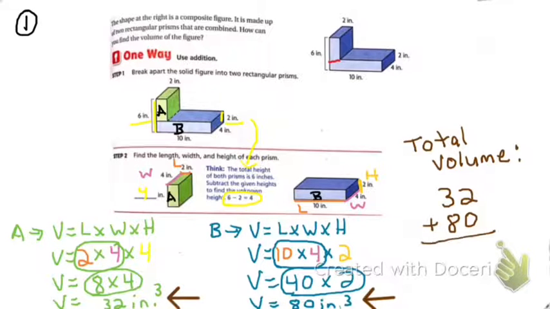Let's add them together. 2 plus 0 equals 2. 3 plus 8 equals 11. So it's 112. Again, very important: inches, which is my unit, and cubed since it's the answer to volume. And that's how we find the volume of a composite figure. Find a place to separate it, so you can separate it into two separate rectangular prisms. Separate it, do the volume of each separately, and then add those volumes together.